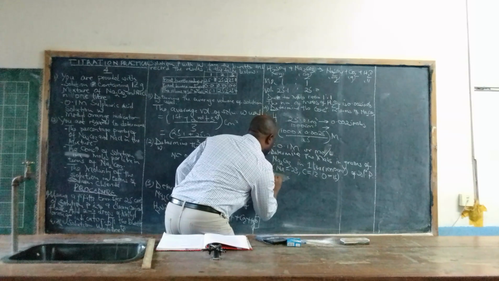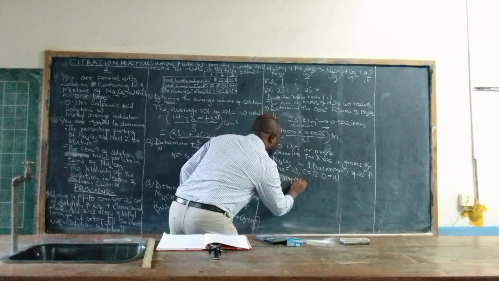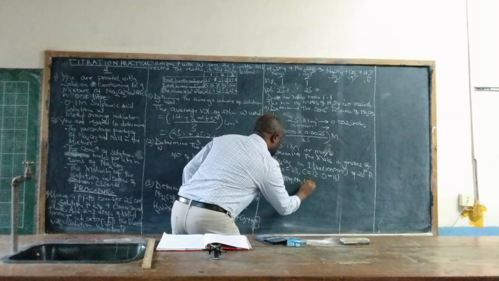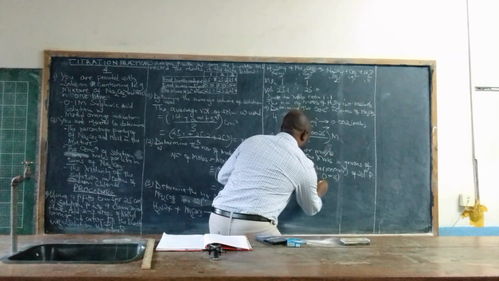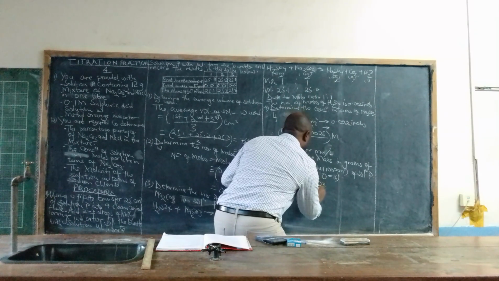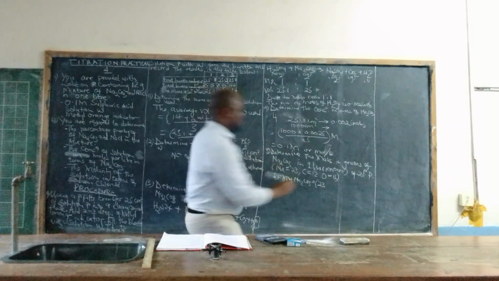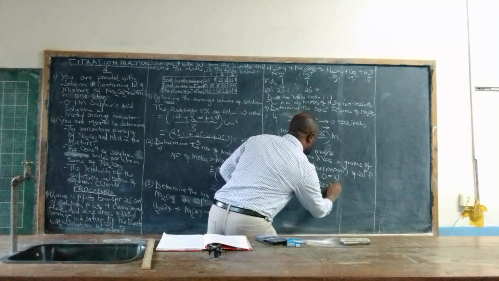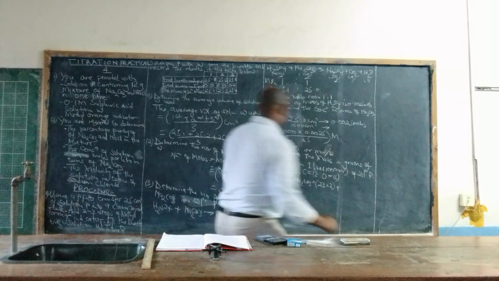The RFM of sodium carbonate is equal to sodium carbonate. Remember, sodium has a relative atomic mass of 23. But because there are 2 atoms, because of this 2, we multiply it by 2. Then we put the brackets. Then we put a plus.